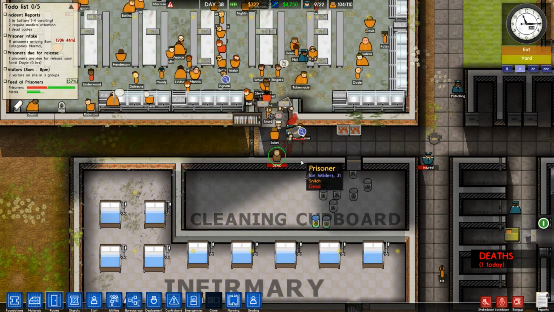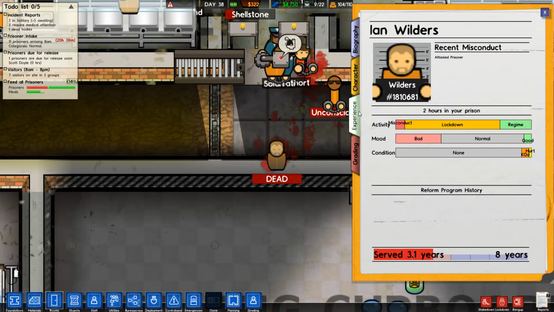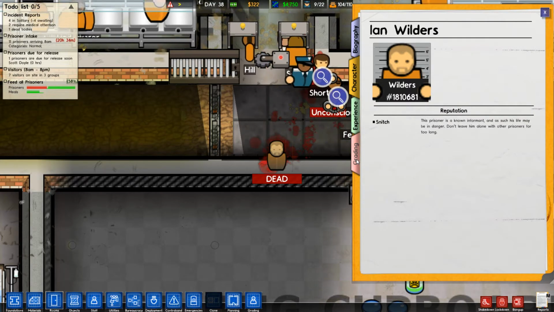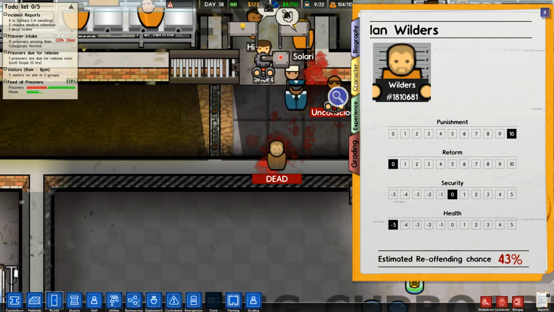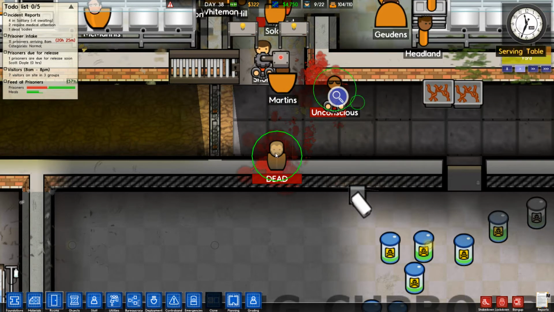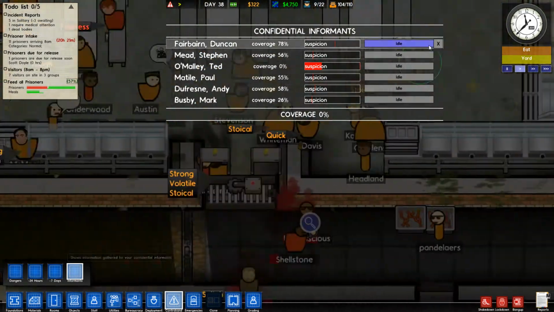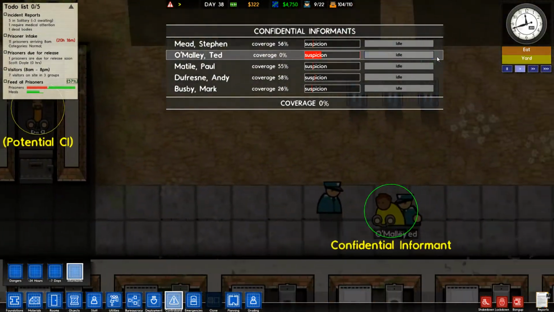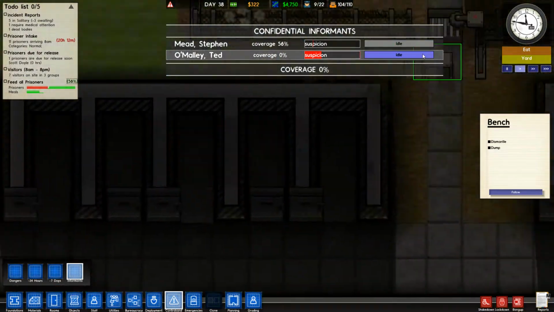Deaths. Got a dead prisoner here. At least one of them. So he was a snitch. Known informant. A lot of those guys going down lately. So let's just dismiss all of my confidential informants. Can I just, I don't know, delete those guys? Yeah, I can, like that.